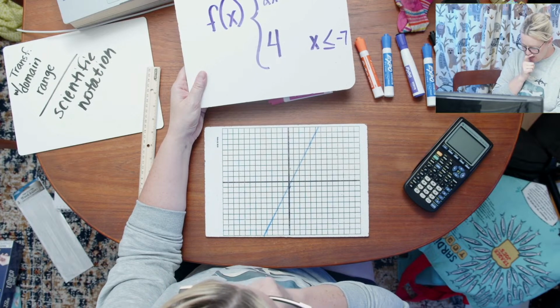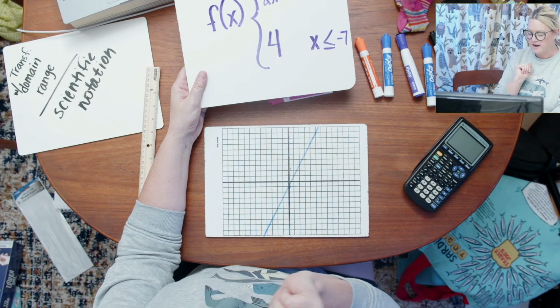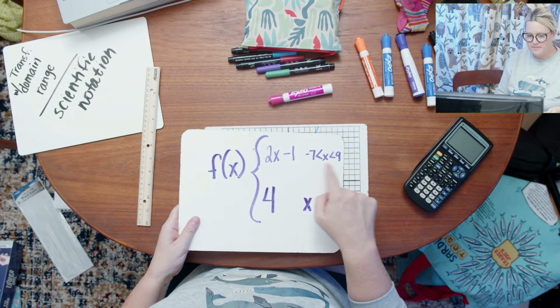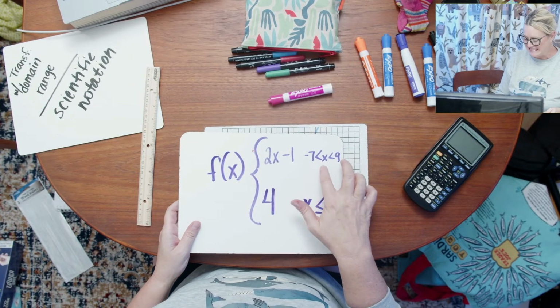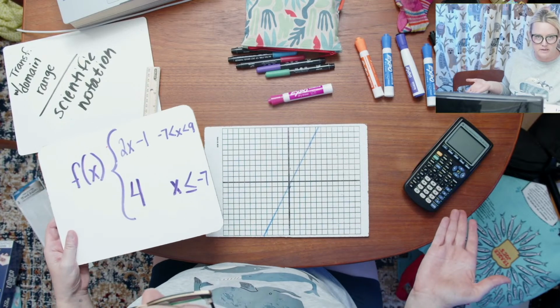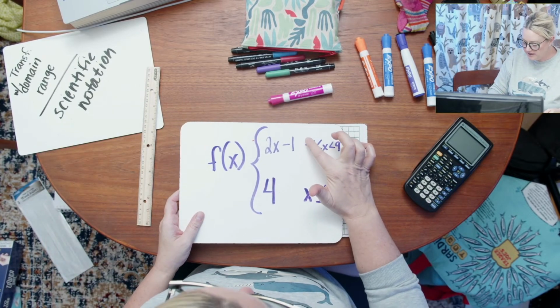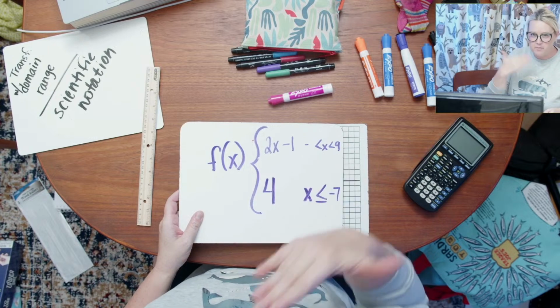Shoot. I've made a mistake because I set these limits here for the domain. I set these limits to where you're not going to see them on this graph. So let me change these just a little bit, because I want to be able to show you what it does.